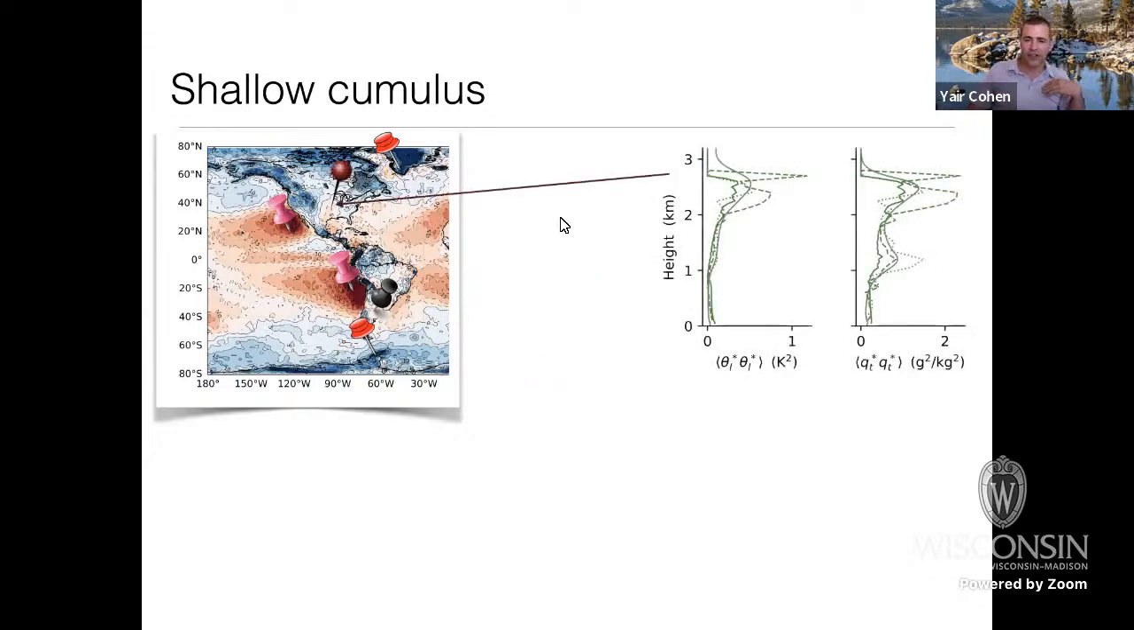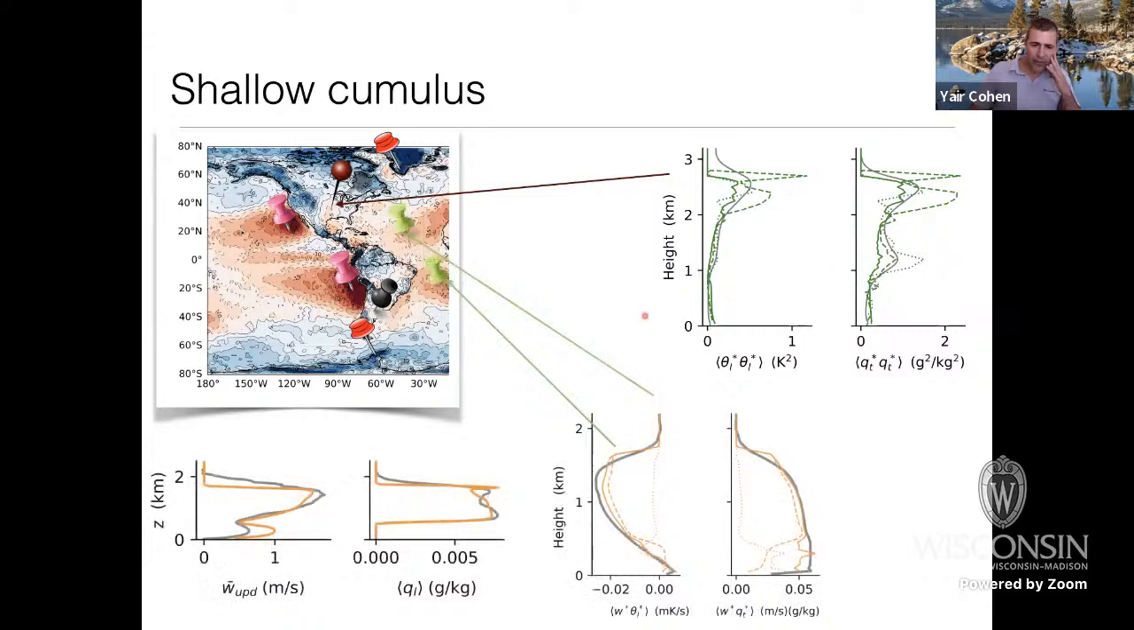So shallow convection over land. I'm switching between variables that I'm comparing just to show you all over the map. So here I'm showing the covariances of theta liquid and total specific humidity. Again, gray is LES and colors is our EDMF in different resolutions.